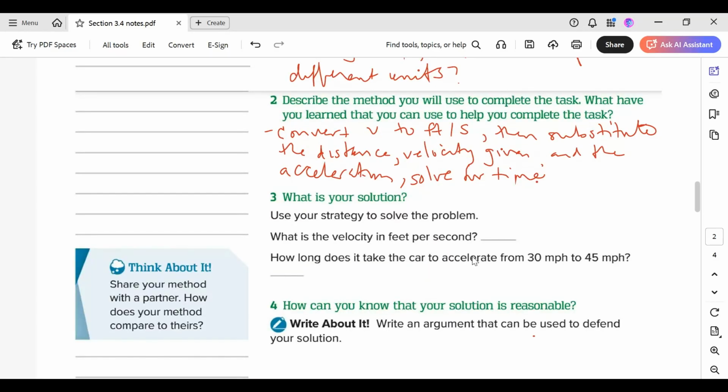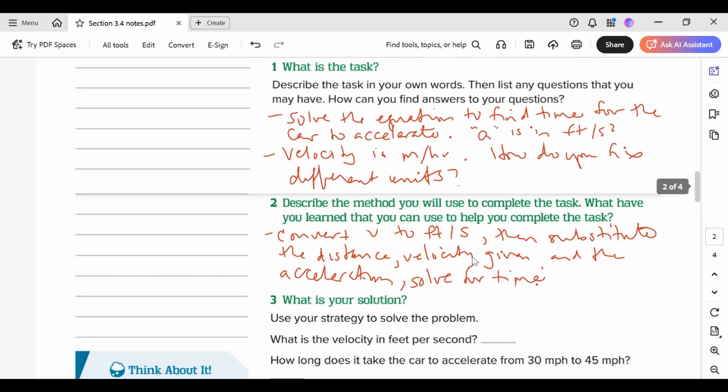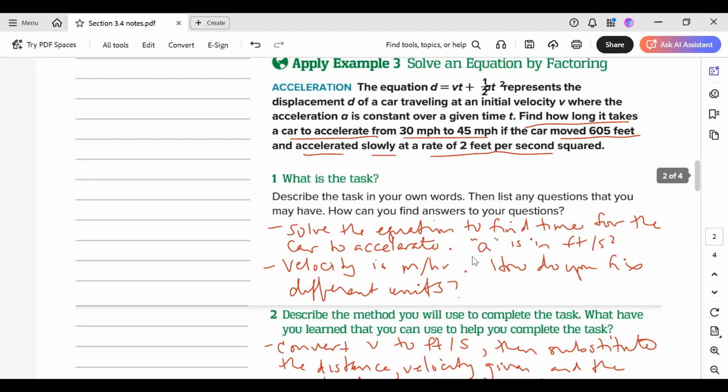Okay, in part 3, it says to solve for the velocity in feet per second. So first thing we need to do is some unit conversions. So again, we had 30 miles per hour. That was our velocity. But we need to make that go into feet per second. So 30 miles in 1 hour needs to be changed to, we know that in 1 mile, there are 5,280 feet.